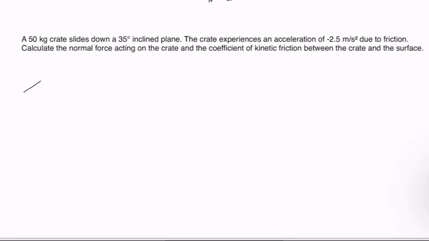So I'm going to draw real quick my inclined plane here. And I have a crate right here. This angle is 35 degrees. And first step, I'm going to do my free body diagram. Therefore, I have a friction force going this way. I have a normal force. And I have a weight.